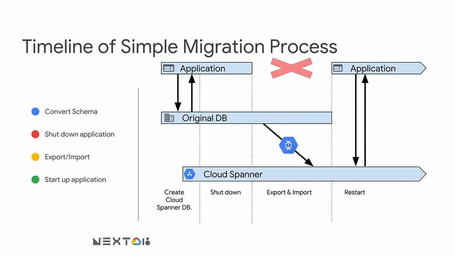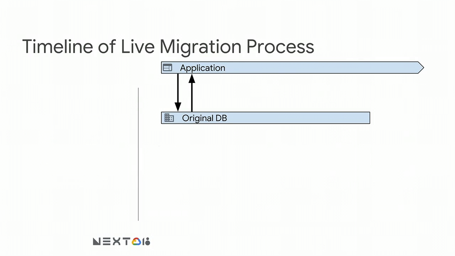And secondly, your application is down. If you're moving to Spanner, it's presumably because you want to take advantage of the scalability and the availability. So you wouldn't want the downtime associated with an export and an import of a large data set. So what do we do? We want a live migration process.